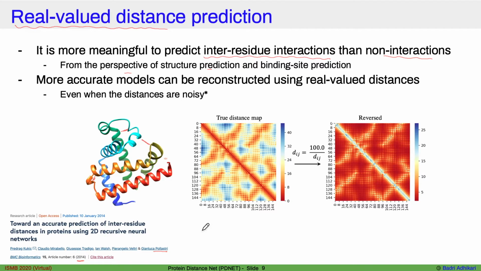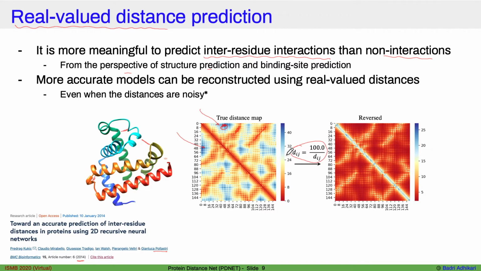So we first attempted to predict real value distances using deep learning models, and it turns out that many of the distances, which are very large in value, overwhelm a distance map which has very few short distances, which actually form the distance patterns in a distance map. Now, any typical loss function will first try to optimize these large distance values.